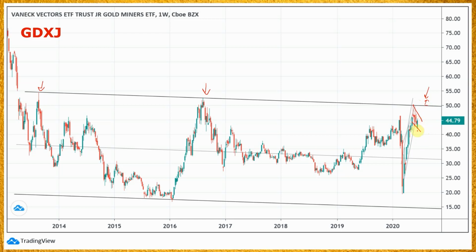If we do move downwards, then I would expect to see some support around this level here. So that's roughly 37.38. And there's a lot greater support here at around the 32.33 level. And that dates back from quite a long time there.